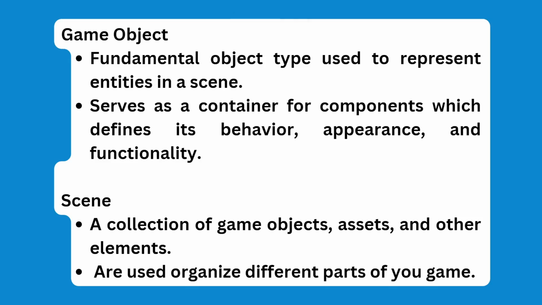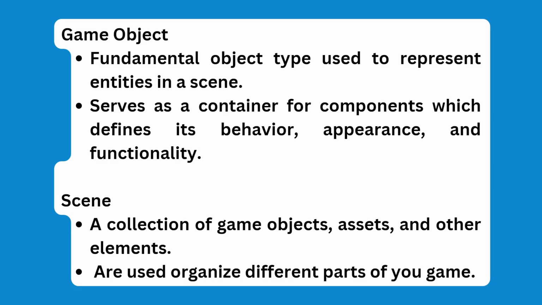First, let's discuss what is a game object. A game object is a fundamental object type used to represent entities in a scene. It serves as a container for components which define its behavior, appearance, and functionality. Essentially, game objects are the building blocks of a Unity scene, representing everything from characters and props to lights and cameras.